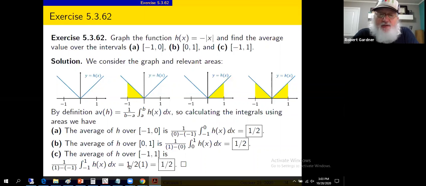So these interchanged in this last one, but the average value is still a half, which makes very reasonable sense looking at the graph of the function. So average values computed using integrals. And here we're computing integrals using areas and graphs of functions.